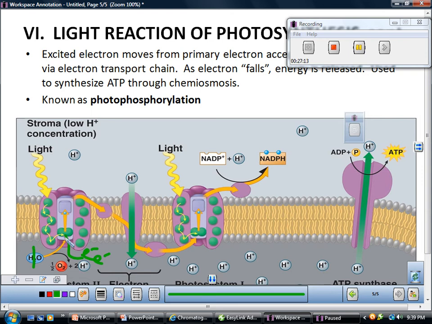By the way, P680 plus is the strongest biological oxidizing agent. The electron hole that it leaves when it gives up its electron must be filled. This greatly facilitates the transfer of electrons from the split water molecules. The hydrogens are released into the thylakoid lumen. Do you see all these hydrogens down here creating this big gradient? So the hydrogens are released down here to what we call the lumen, which is one side of the thylakoid membrane.